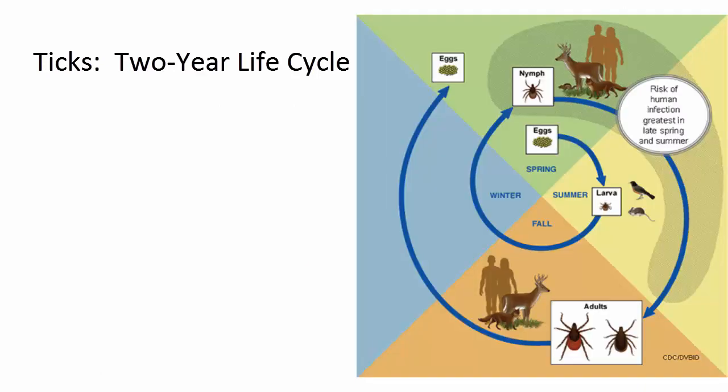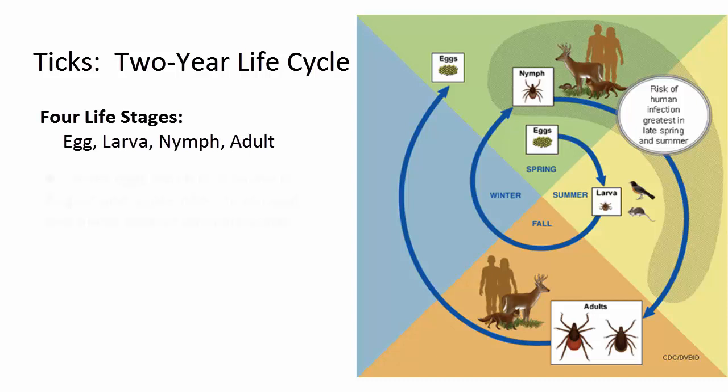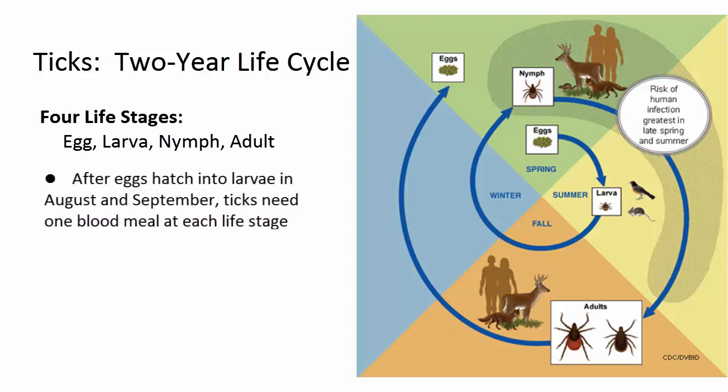Ticks, a 2-year life cycle. The life cycle of ticks usually lasts 2 years. During this time, they go through 4 life stages: egg, larva, nymph, and adult. After the eggs hatch, the ticks must have one blood meal at each stage to survive.